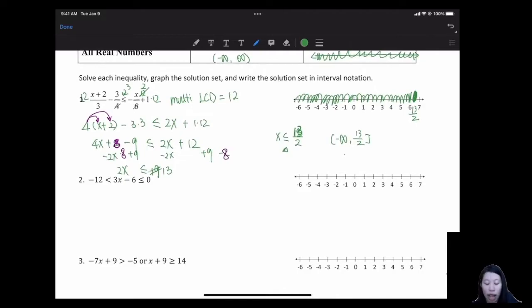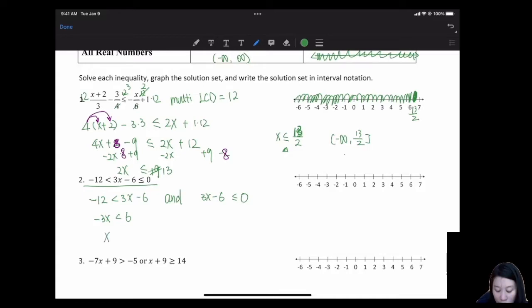Okay. Now compound inequality. If you see this, that means what? You can interpret it as 12 less than 3x minus 6, and the middle part, 3x minus 6, less than or equal to 0. And you solve each one individually. I'm going to solve the left one first. So let me subtract: 3x less than negative 6 plus 12, which is 6, and then divide by negative 3.